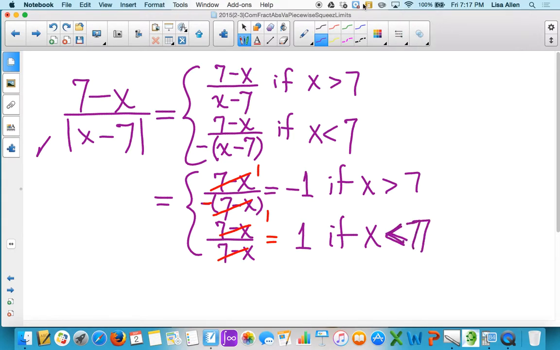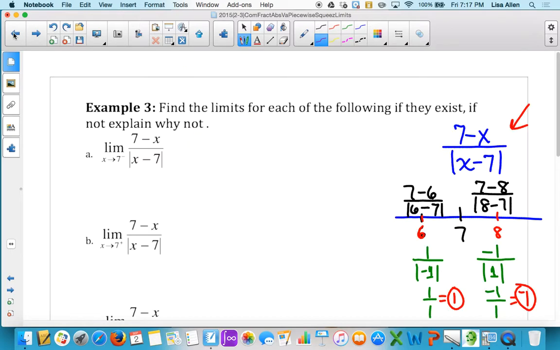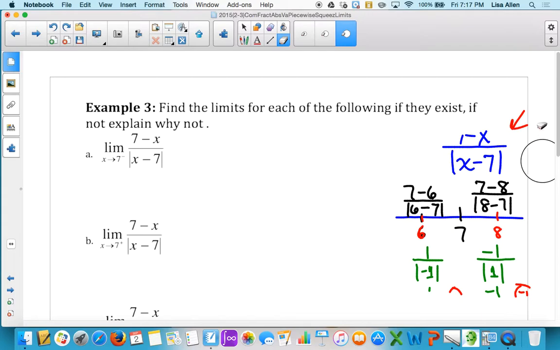Let me try to erase that and fix it. Okay, so if x is less than 7, we have our piecewise definition here. So I'm going to bring that over to the previous page.